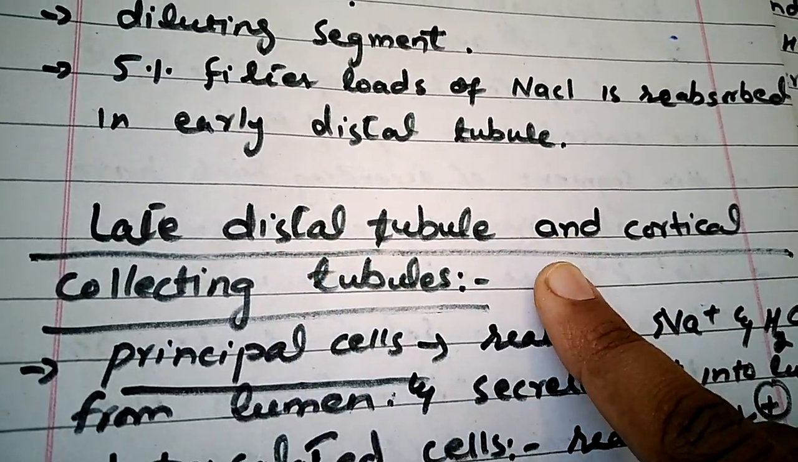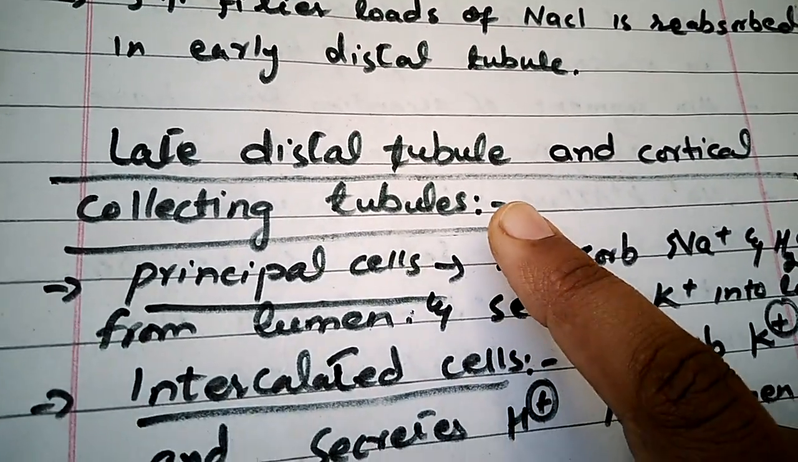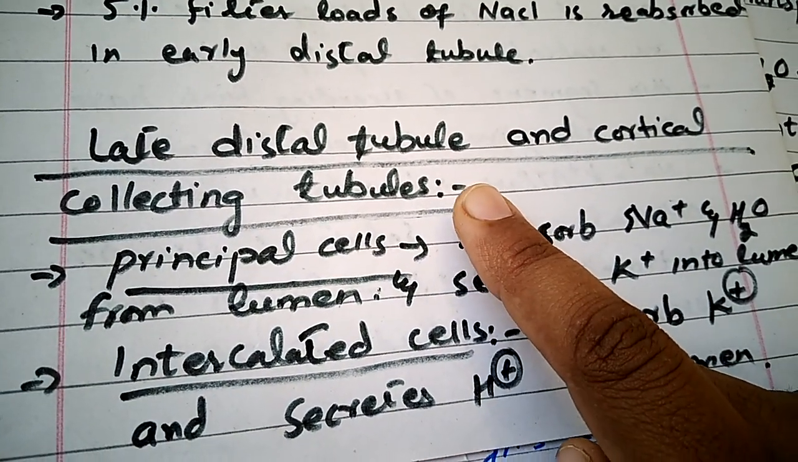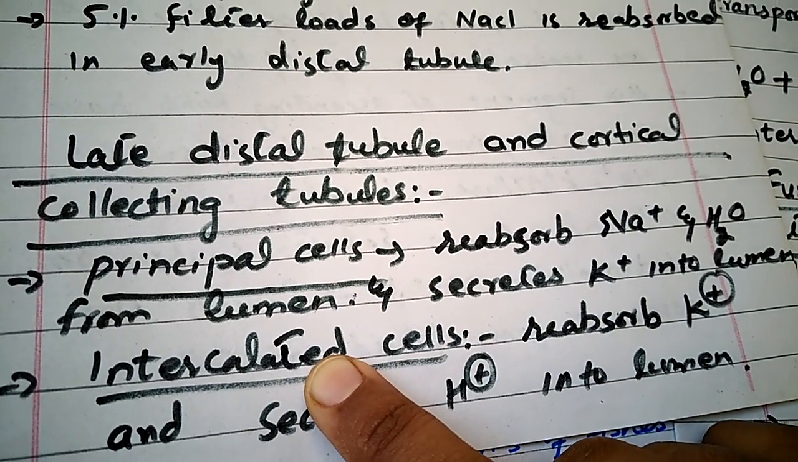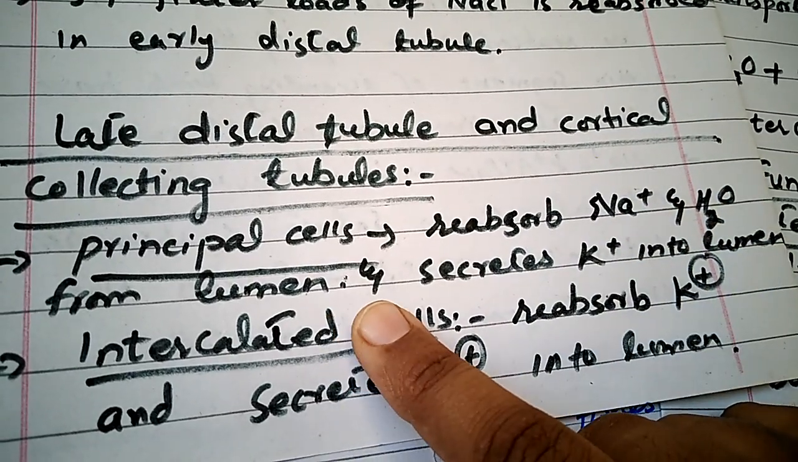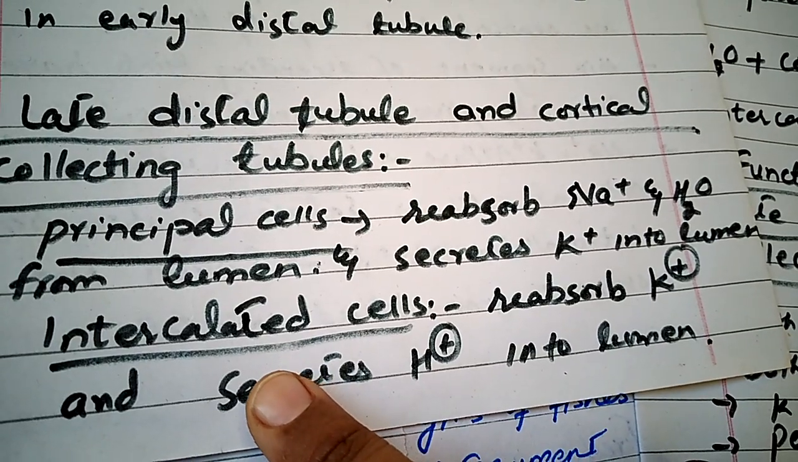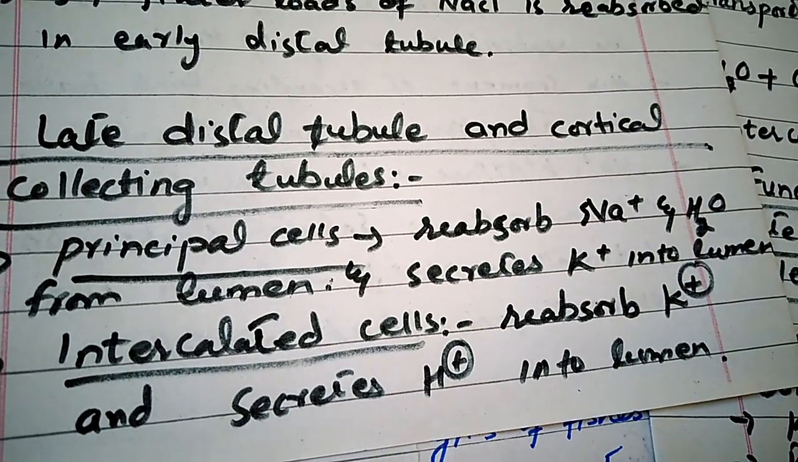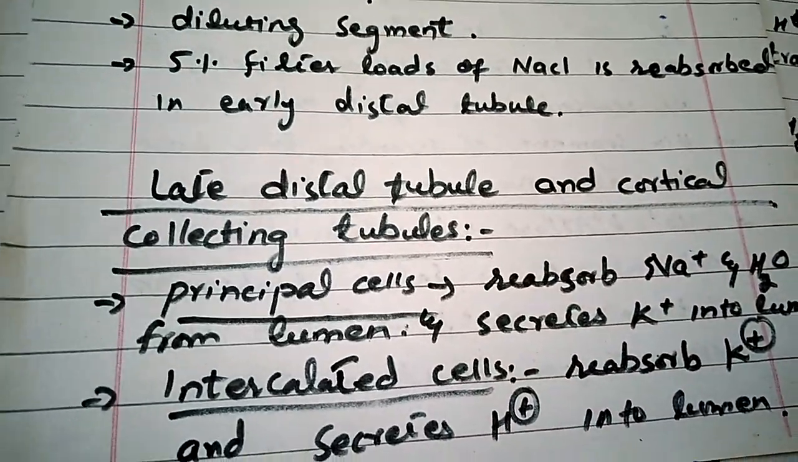Late distal tubule and the cortical collecting tubules. These tubules consist of two types of cells. The first one is the principal cells, the second one is the intercalated cells. Principal cells mostly reabsorb sodium and water from the lumen and secrete potassium into the lumen. Intercalated cells mostly reabsorb potassium and secrete hydrogen into the lumen.